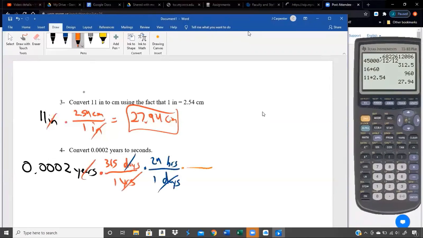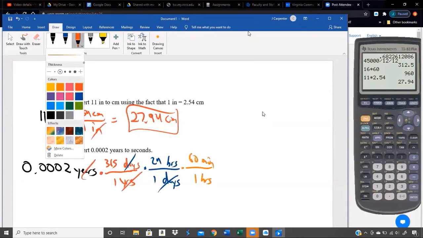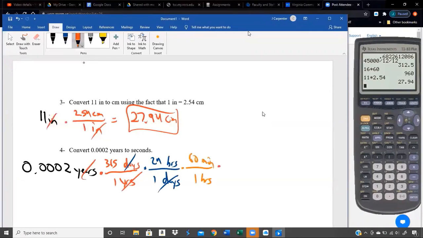Let's do another multiplier. Hours, we can go to minutes. Out with the old, so hours go in the bottom. Minutes then go in the top. It's 1 hour is 60 minutes. And then one last one. Oh, sorry, I forgot to cancel, but that's okay. The hours will cancel. And then going from minutes to seconds, out with the old, minutes go in the bottom, in with the new, seconds in the top. 1 minute is 60 seconds. Minutes are gone.